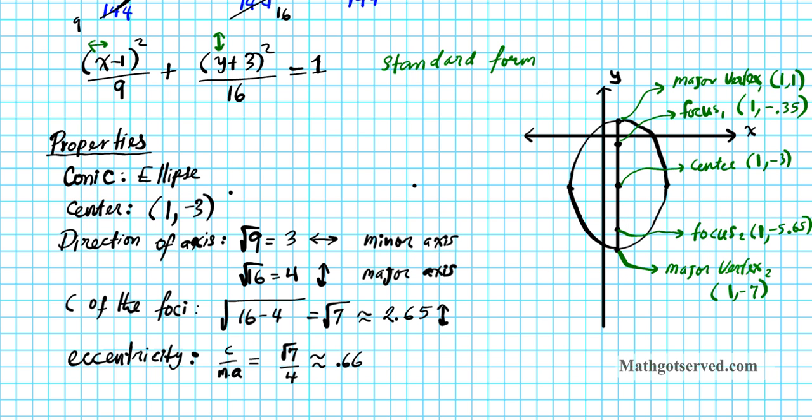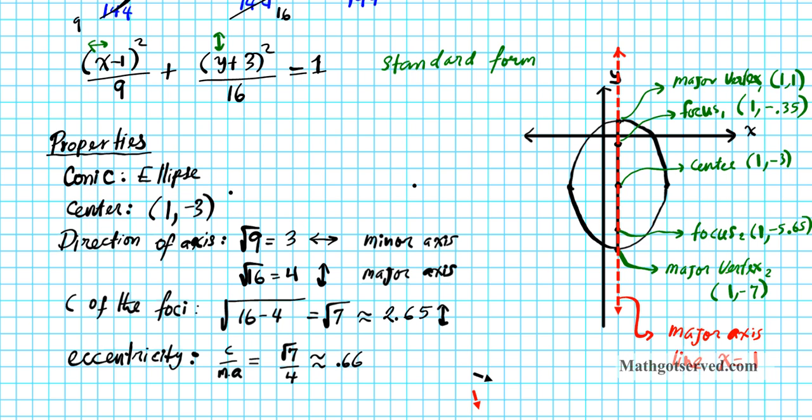Major vertex 2. Now next thing we're going to graph is our major axis line. Let's go ahead and graph that. Our major axis line, let's make it red. So our major axis line is this line right here. Let's go ahead and label it. So this is our major axis line, and it has the equation x equals the x-coordinate of the center, which is 1.